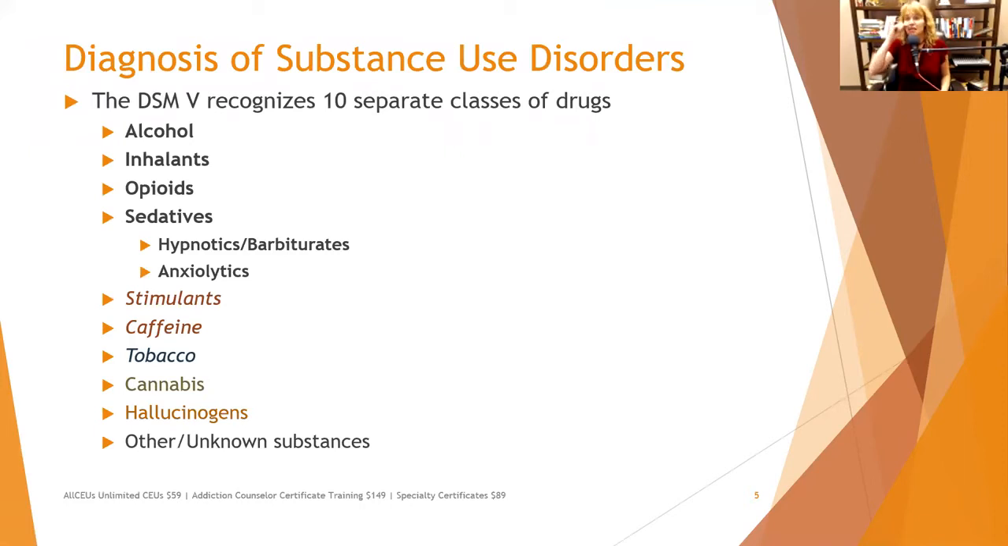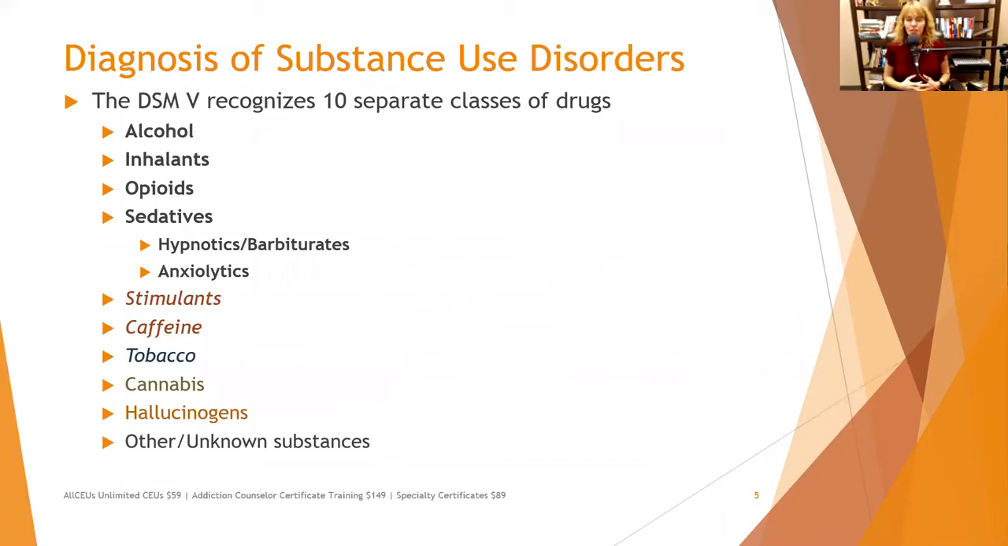So, diagnosis of substance use disorders. The DSM-5, which is what we're on right now, recognizes 10 separate classes of drugs. Alcohol is in a class by itself. Then there are inhalants, opioids, sedatives such as hypnotics and barbiturates, and anxiolytics, your anti-anxiety medications, stimulants, caffeine, tobacco, cannabis, hallucinogens, and then other unknown substances. It's important to recognize that sedatives and alcohol, for example, have some similar properties.